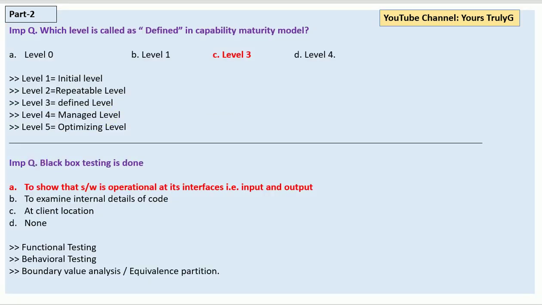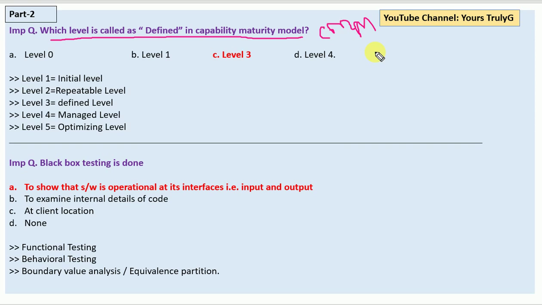Yeah. By looking at this question, you have an idea that it is related to software engineering. So let's discuss it. The question is, which level is called defined in the capability maturity model, CMM? While discussing, I think we have covered two videos related to software engineering, and in the first video, I believe we already covered CMM, the capability maturity model, in a detailed manner. And at that time also I said this is a frequently occurring question.